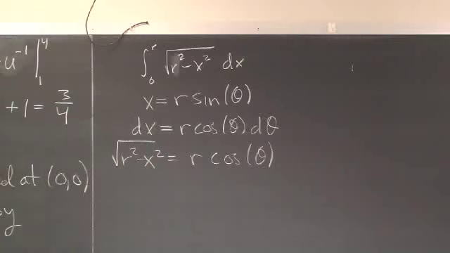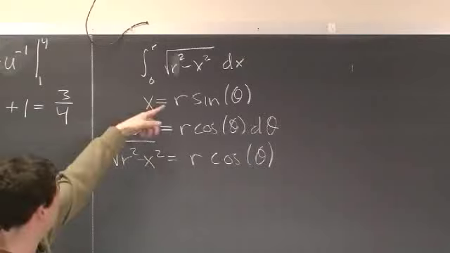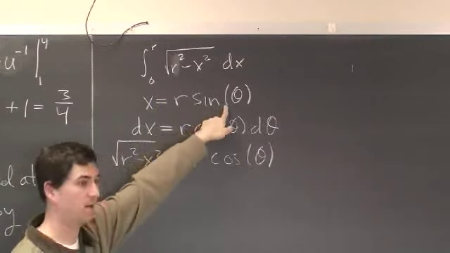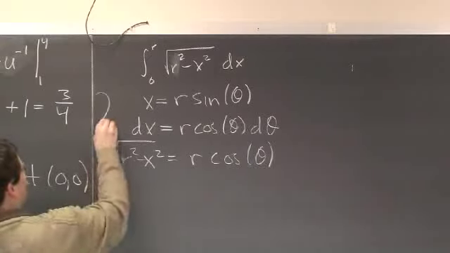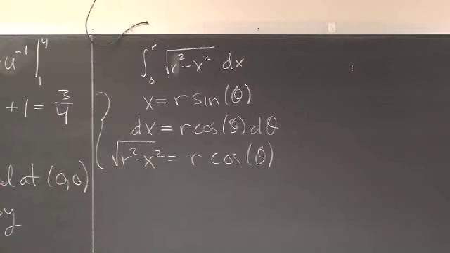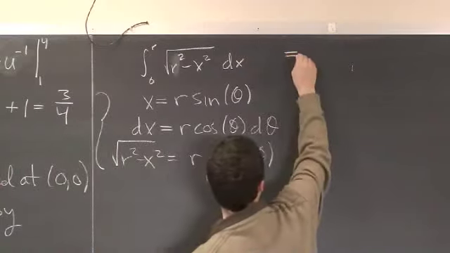We wrote down that formula, or you can just compute it directly, right? Look at r squared minus r squared sine squared theta, factor out the r squared, then you have 1 minus sine squared, which equals cosine squared. So you have r squared cosine squared. Take the square root, and you get r cosine theta. Or you just look it up in your notes. Your choice. Okay, so this is a nice substitution.